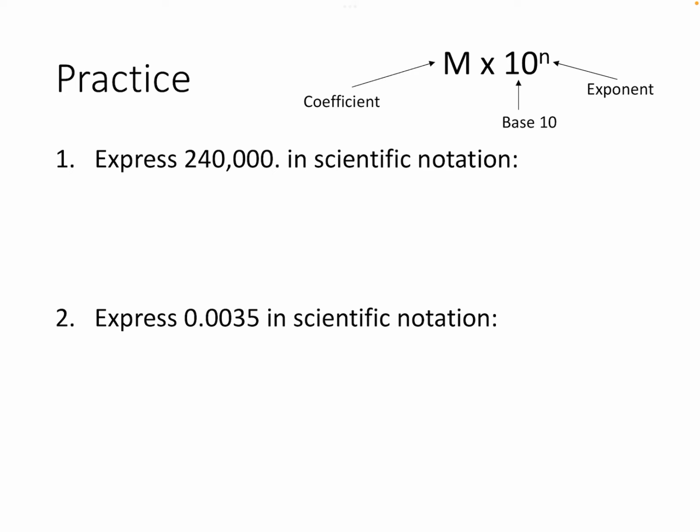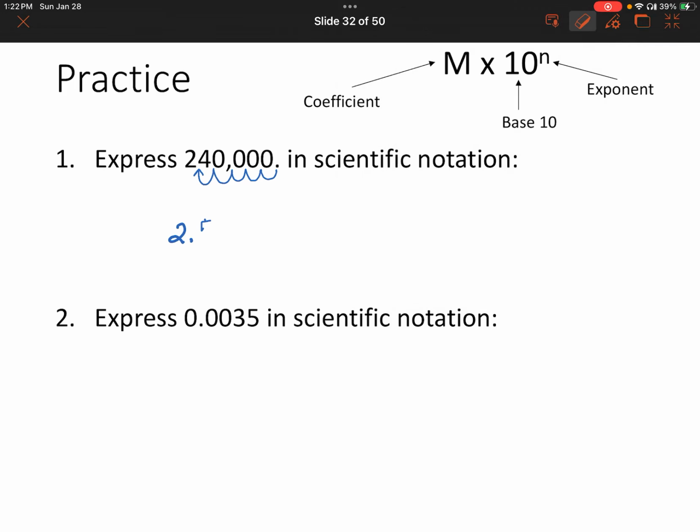All right, let's start with the first one, 240,000. So I need a coefficient between 1 and 10 or equal to 1. So I'm going to move my decimal 1, 2, 3, 4, 5 times. That will give me a coefficient of 2.4. And we moved the decimal 5 times. And this is a larger number, so my exponent is positive 5.